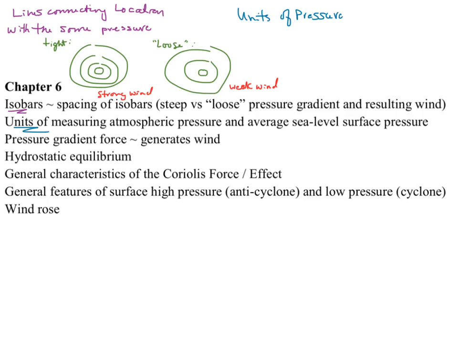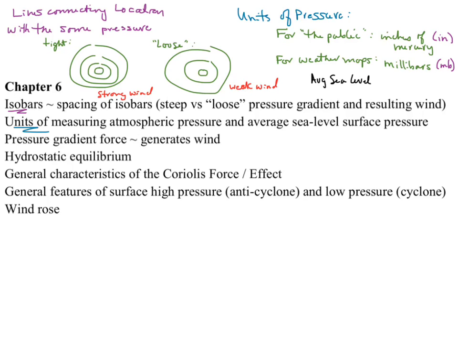We've talked a lot about pressure in this unit, because a difference in pressure creates wind. That's coming up here in a minute. But how do you measure pressure, or what units do you use? To the public it's usually inches, and actually that's inches of mercury. But for the weather maps, these isobars are in terms of millibars, abbreviated MB. And for your test, you're going to want to know that average sea level pressure is 1,013 millibars.